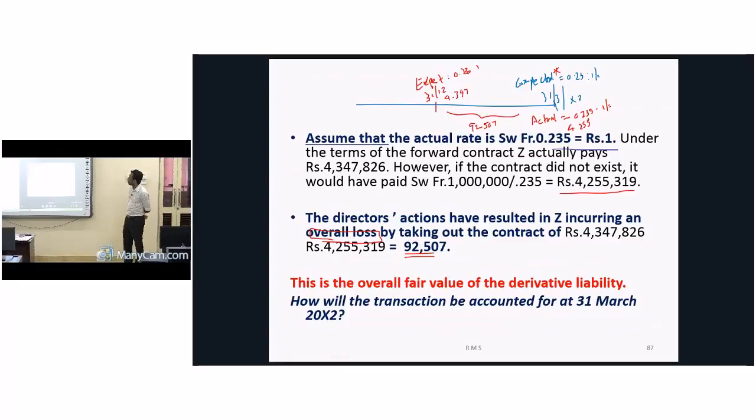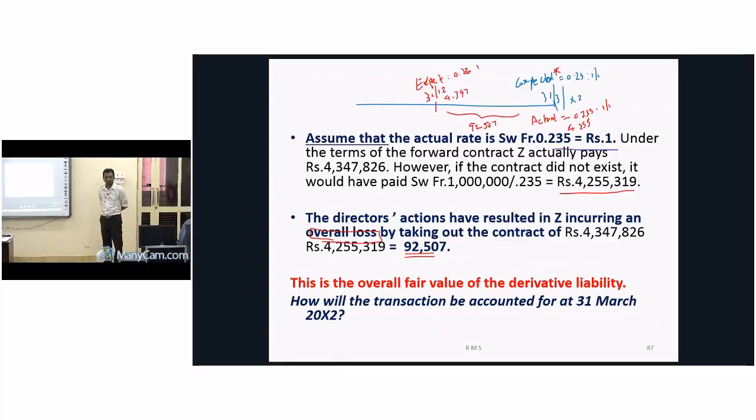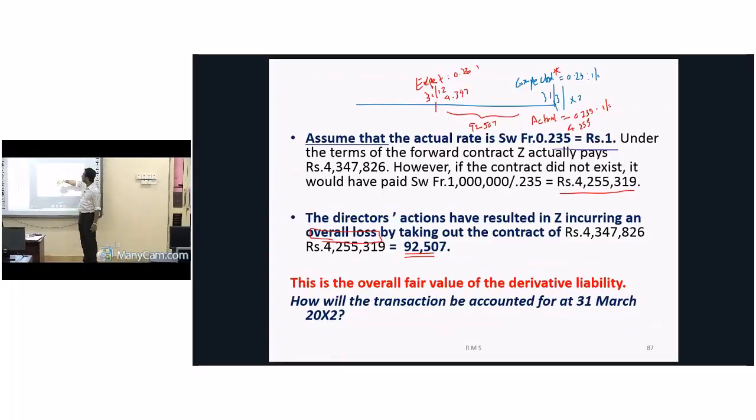Originally we planned at 0.23. Now what has happened? Look here, I have taken. Originally we planned at 0.23. This date, November 30th, at that time the currency rate gives a total value of 4.3 million.